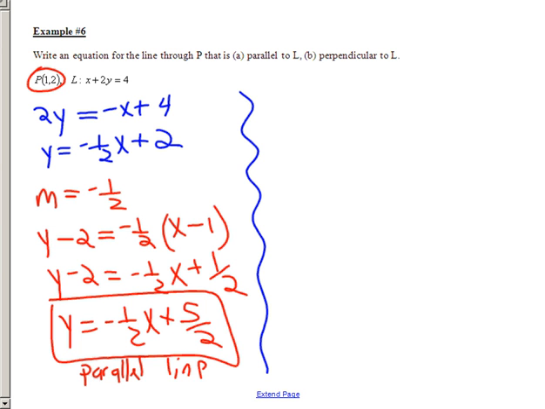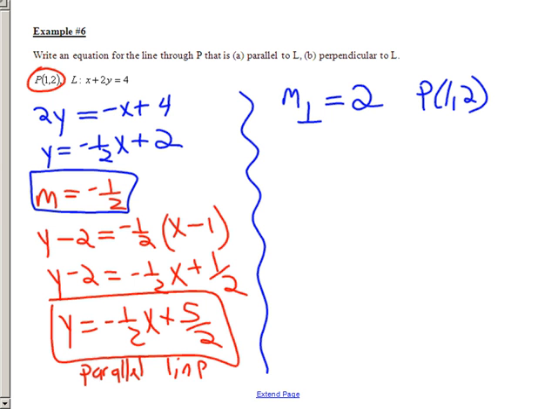Okay, let's find the perpendicular. The key to the perpendicular is that the slope of the perpendicular line is the opposite reciprocal of this slope right here. So we need to flip it and negate it, which makes it a positive 2. Then you must walk through the same process again. Many students want to just use that slope and then just use the same y-intercept of the parallel line. You cannot do that. You have to walk through the entire process again. Y minus the y coordinate equals the slope times x minus the x coordinate.